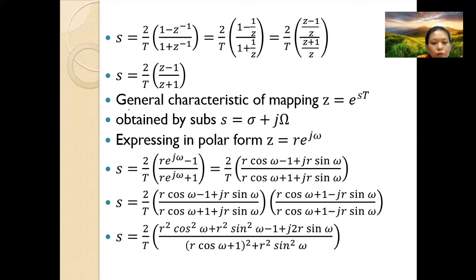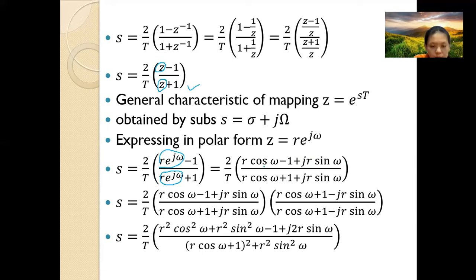Okay. Now we go for the general characteristic of the matrix. So we have z equals exponential sT. This is the general characteristic. Okay, so we substitute s as equal to sigma plus j omega. And we also express z in the polar form, z equals r exponential j omega. Now for this equation, we substitute z with r exponential j omega. After that, this exponential j omega actually is equal to cos omega plus j sine omega.